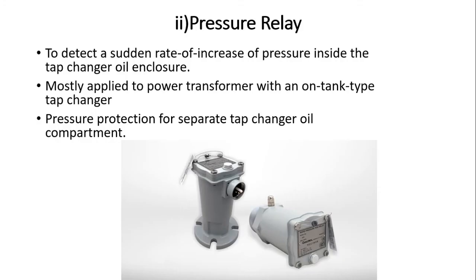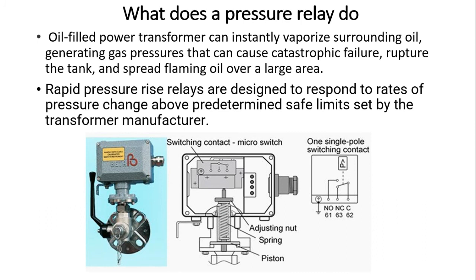And moving on to our second protection device, the pressure relay. Constantly heating up the oil inside the transformer will cause a build up in pressure, so we need to monitor and detect the pressure. This is what the pressure relay does. By the time the gases and the pressure build up to a certain level, the pressure relay will detect it and trigger the alarm system.